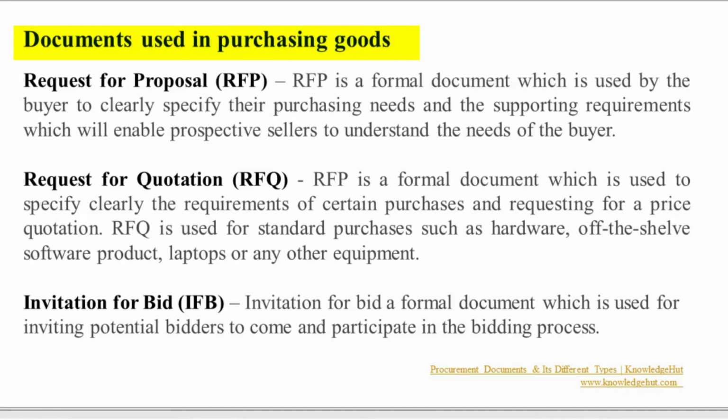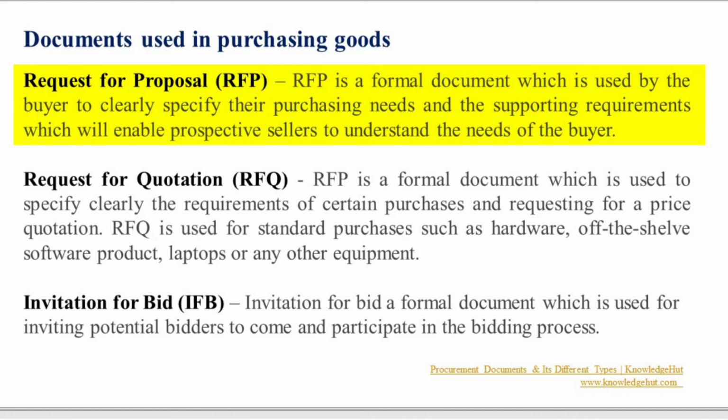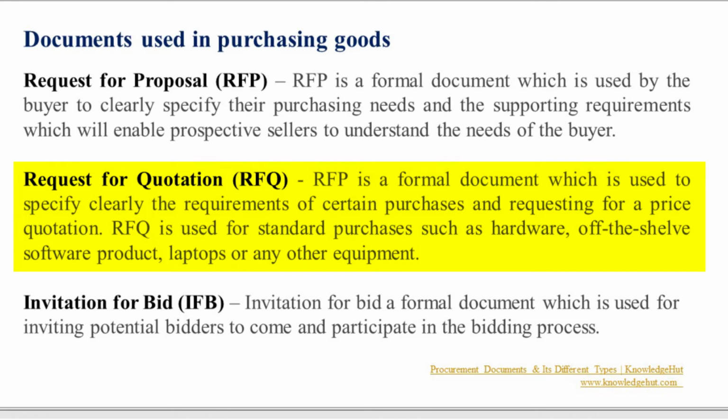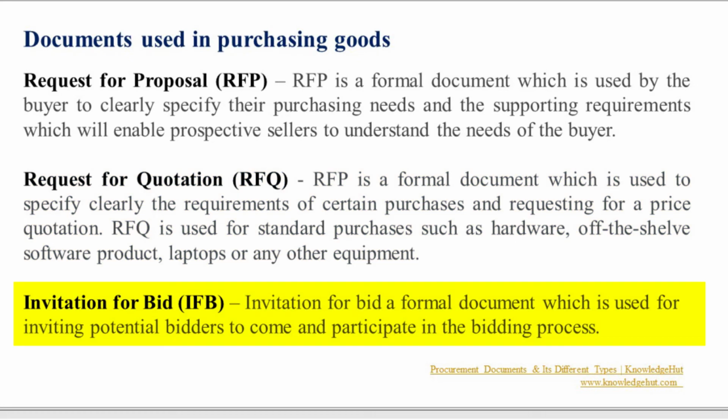Documents to be used are requests for proposal. The request for proposal is a formal document which is used by the buyer to clearly specify their purchasing needs and the supporting requirements which will enable prospective sellers to understand the needs of the buyer. Request for quotation. This is a formal document which is used to specify clearly the requirements of certain purchases and requesting for a price quotation.